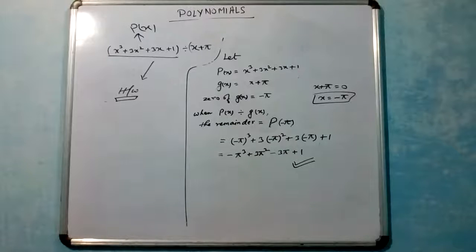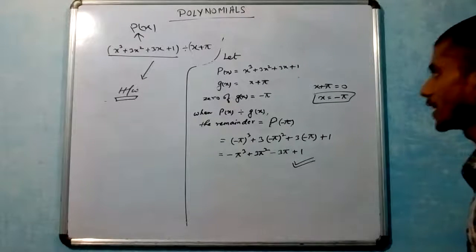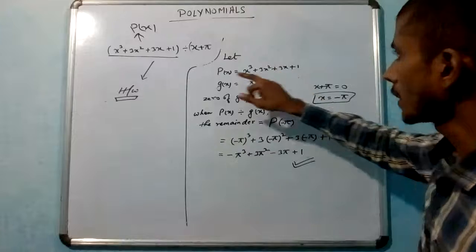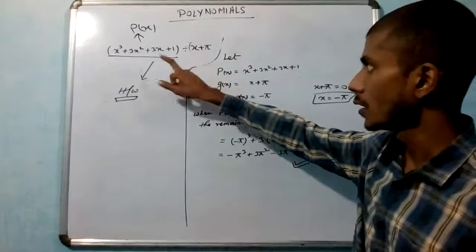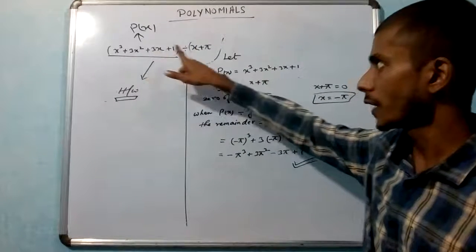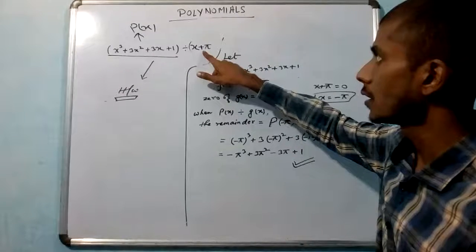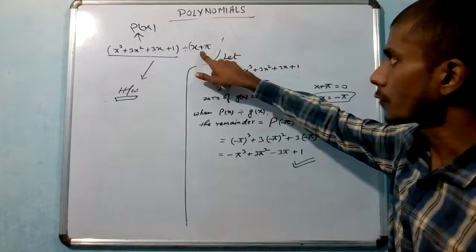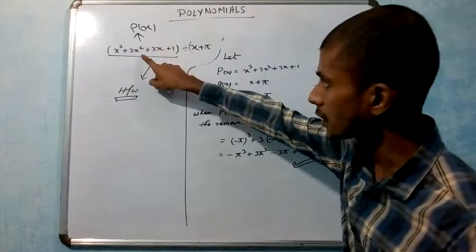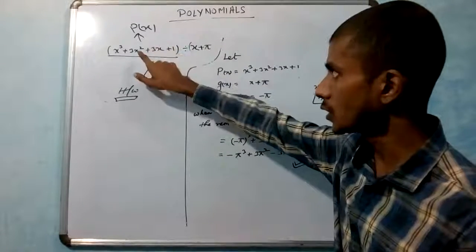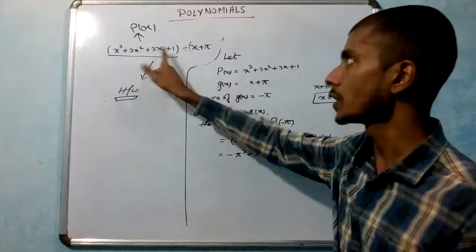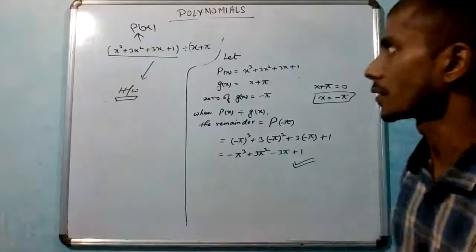So, understood what the remainder theorem says? It says that whenever one polynomial is divided by another polynomial, this is the divisor, you find the 0 of this and substitute that 0 here in place of the variable. You will get the remainder after simplification.